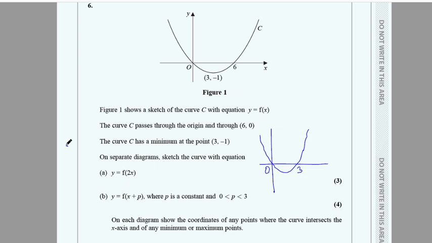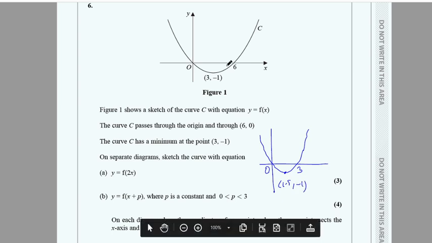Because we know that if it's 2f of x, as in 2 into y, we multiply by 2. But for x, it's always the opposite. If we have 2x, we need to divide by 2. So this is 1.5 minus 1. The y coordinate is unchanged. You just need to divide the x coordinates by 2.